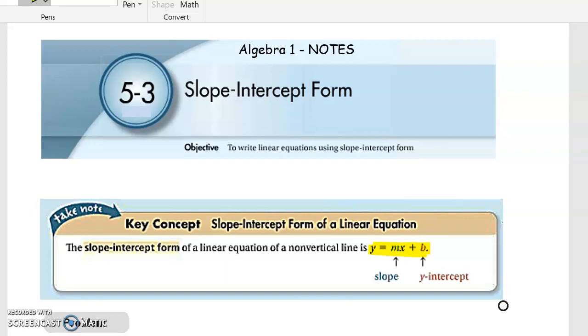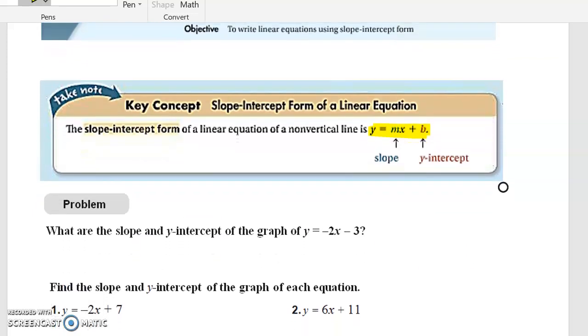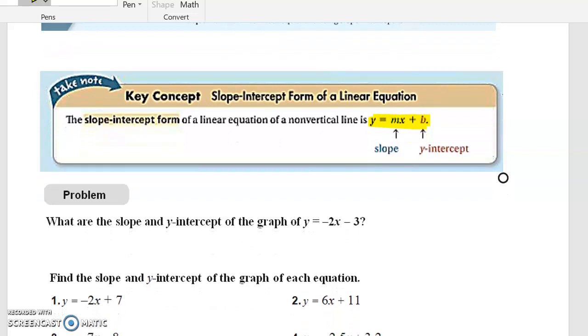The different letters stand for different things. I identified here that the m is going to be our slope of the line. So everything that we've worked with up until this point, change in y over change in x, the rise over run, all that good stuff, that's going to be our m value in the equation, or the slope.